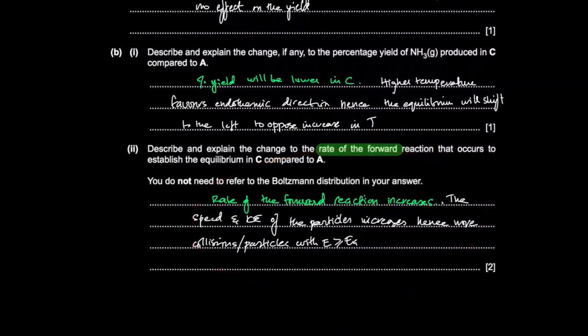You're thinking about the other way around. This is not Boltzmann distribution. Boltzmann distribution is a representation of what's happening, right? But you have to explain it without referring to that graph or distribution. Okay.